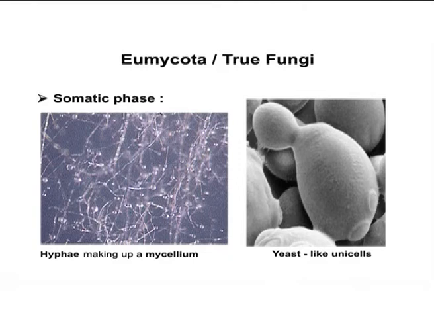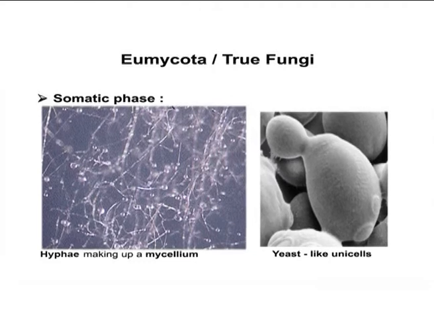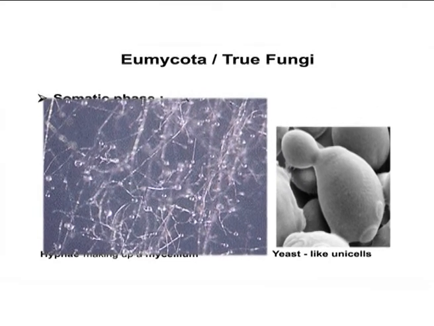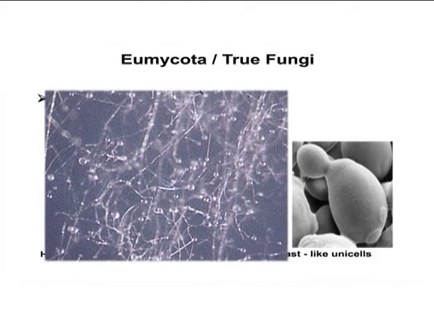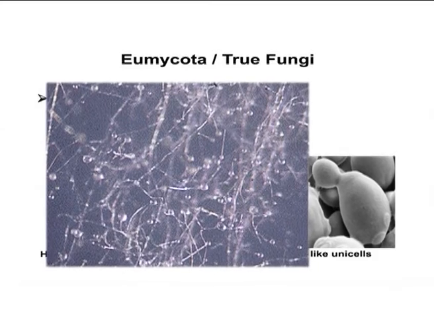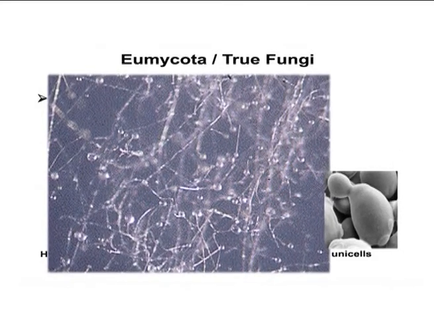Now, the characteristic features of Eumycota or true fungi. The somatic body of true fungi is mostly a filamentous, highly branched, well-developed structure called hyphae. These hyphae altogether constitute what we call mycelium. This is the structure of the somatic body of a Eumycota, where you can see the filament-like structures, that is the hyphae, composing what we call a mycelial mat. However, there are some true fungi which are unicellular, for example yeast or yeast-like members.